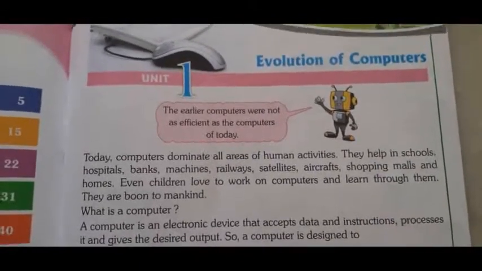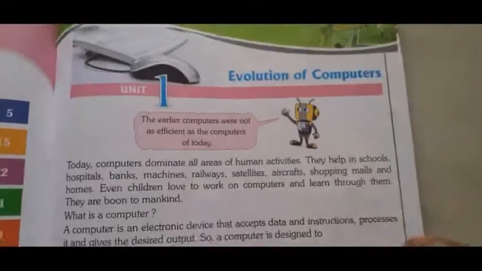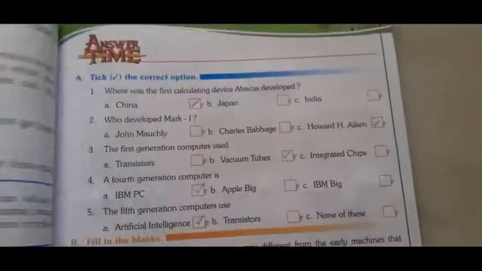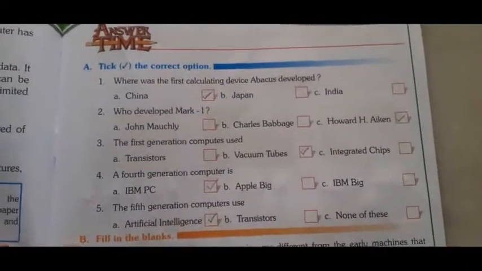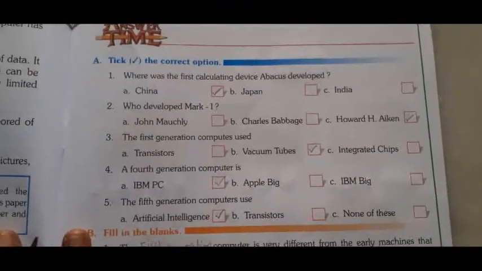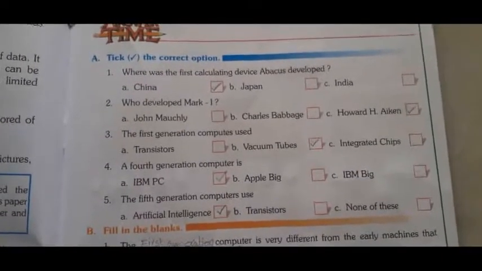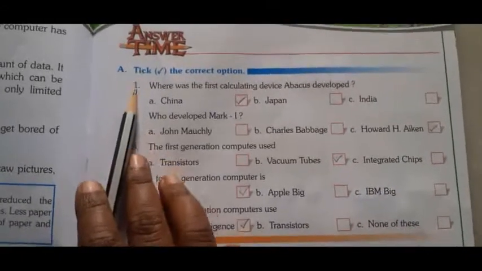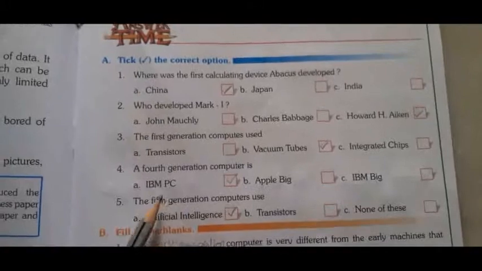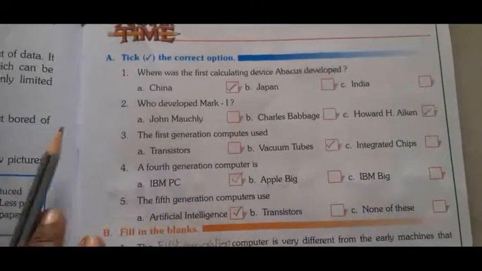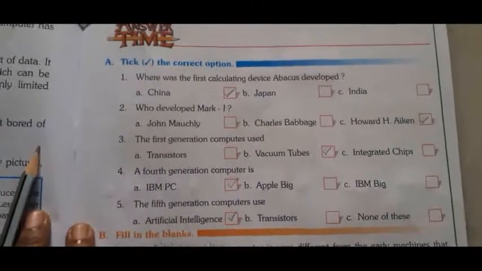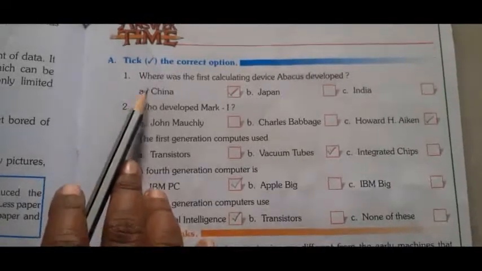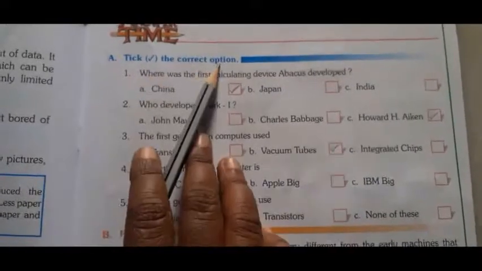Okay, what is our first lesson? Evolution of computers. Okay children, see page number 13. In that there are multiple choice questions, no? In the Answer Time section there are multiple choice questions. Now we will do this. Okay children, tick the correct option.